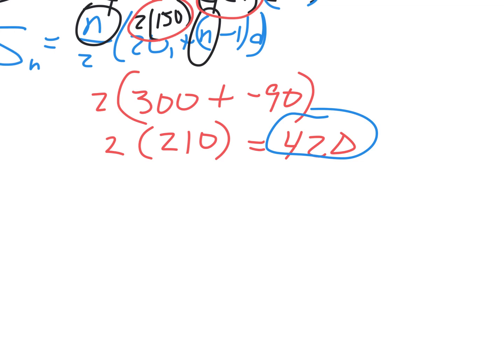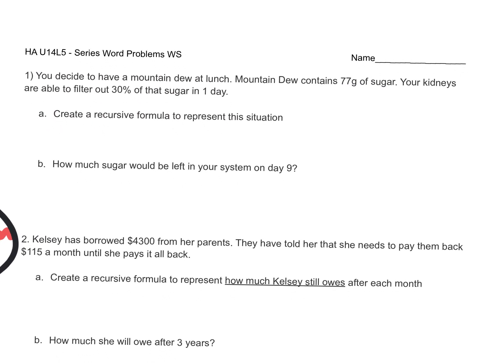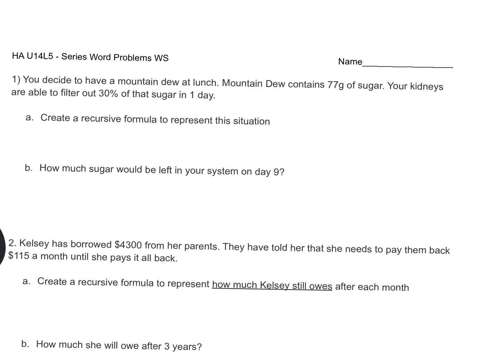All right, let's actually do one of the problems from the notes today. And I think you got the idea. We're looking for, is it arithmetic? Is it geometric? And what's the starting number? And all that kind of stuff. You decided to have a Mountain Dew at lunch. Mountain Dew contains 77 grams of sugar. Your kidneys are able to filter out 30% of that sugar in one day. Create a recursive formula. A formula, that's this stuff. U1 equals, UN equals UN minus 1. That's how you write all your formulas. So what was U sub 1? That's what you started with. What did you start with?